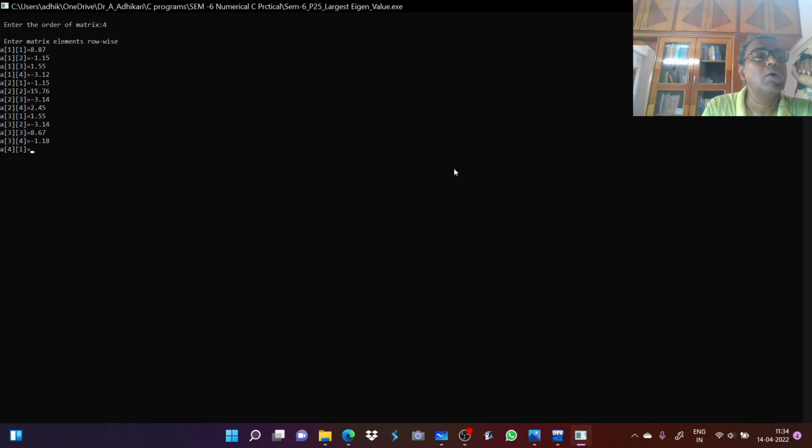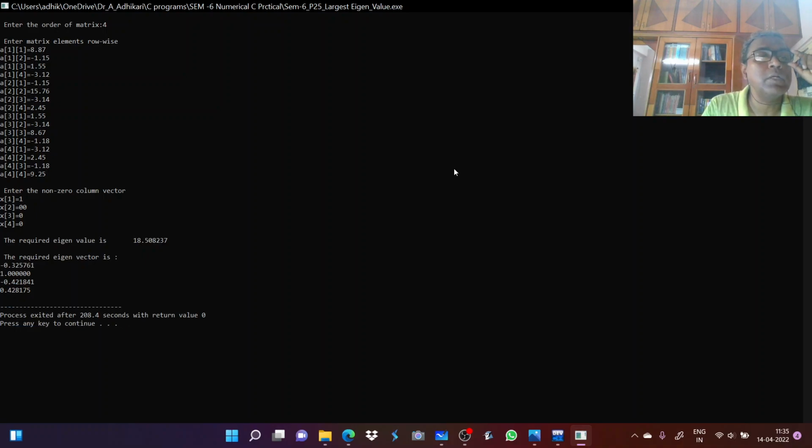Now we put the last row: a41 is -3.12, a42 is 2.45, a43 is -1.18, a44 is 9.25. Enter the non-zero column vector x1. You can choose 1 1 1 1, four 1s to be entered. We put 1 0 0 0 here.